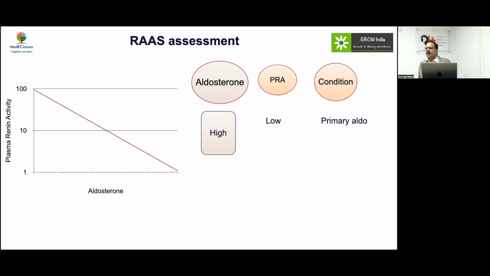This is primary hyperaldosteronism. If, however, your PRA is high, it means renin is driving the whole picture. And this would mean something like a renal artery stenosis sort of a scenario.